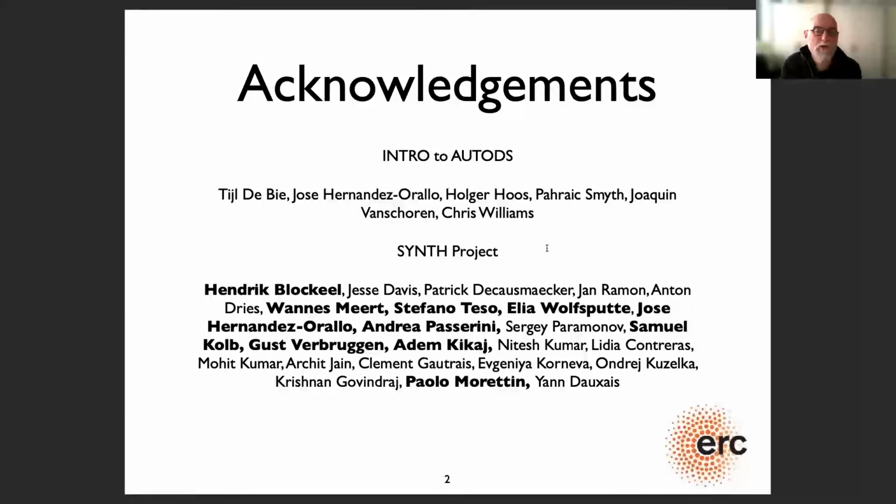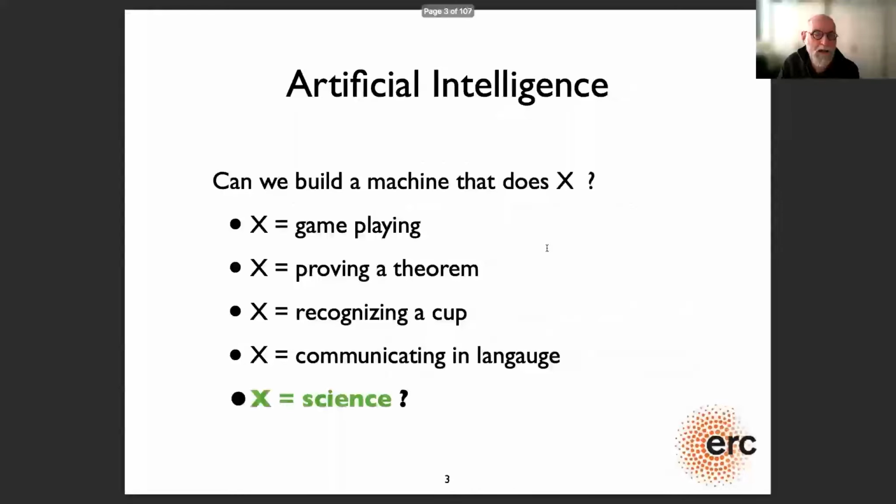acknowledge some of my people that have been involved in that. The introduction to automated data science is based on a paper written with colleagues Tijl, Jose, Holger, Pavel Brazdil, Joaquin, and also Chris Williams that just appeared in Communications of the ACM earlier this year. And then there's a lot of people that contributed to the ERC that are listed here.